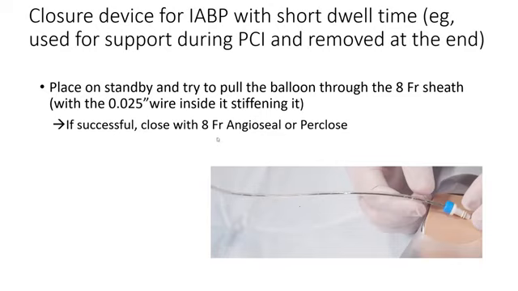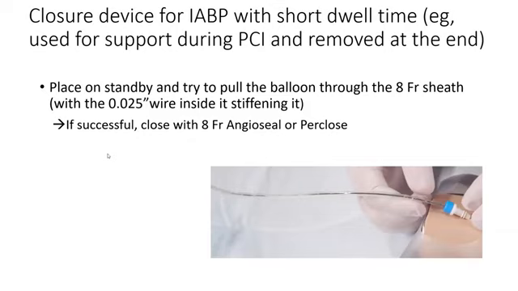So you can use closure device at the end of the case. So you don't have to wait for ACT to come down and remove the catheter later on in the ICU. So here is how you do it. So you place the balloon pump on standby. And since, again, the balloon pump has been there for a couple of hours or an hour, you place it on standby and you try to pull the balloon through the 8 French sheath with an 025-inch, typically M+ wire inserted through it to stiffen it.